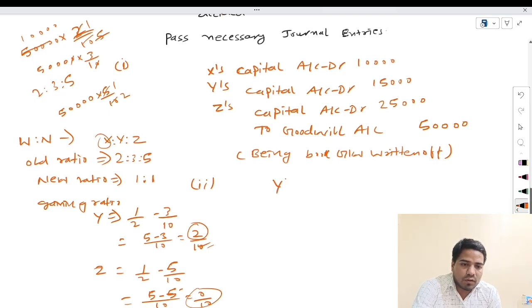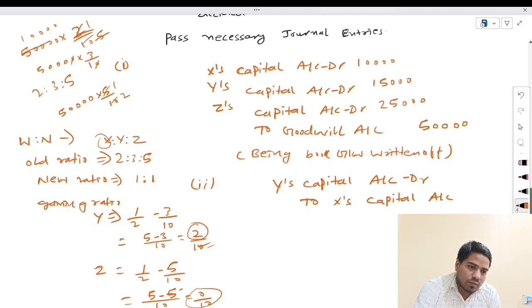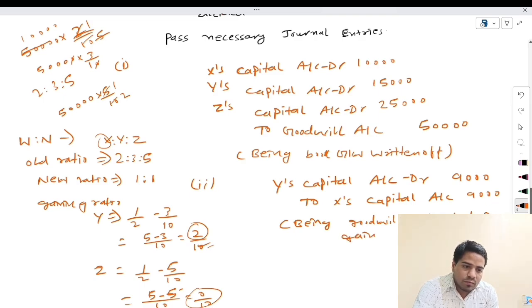We will make an entry: Y's capital account debit to retiring partner's capital account. Who is the retiring partner? X. To X's capital account. How much is the amount here? 9,000. We will write the narration also: being goodwill adjusted in gaining ratio. So this is all about the accounting treatment of goodwill at the time of retirement of a partner.